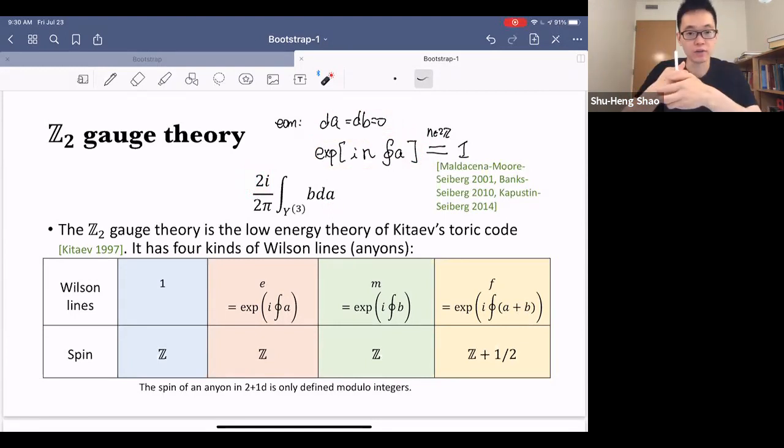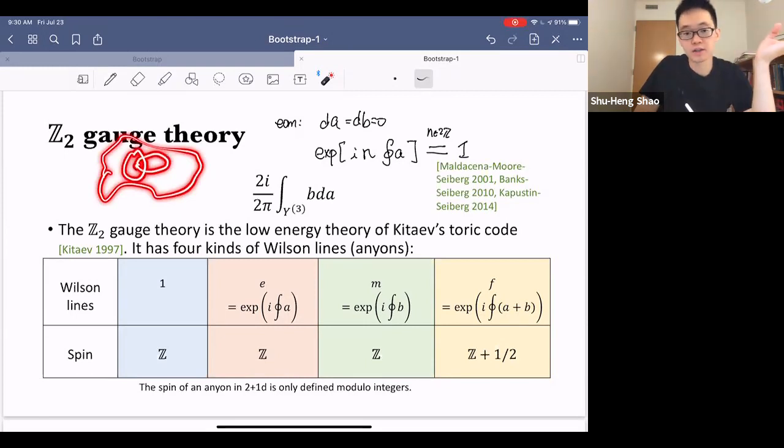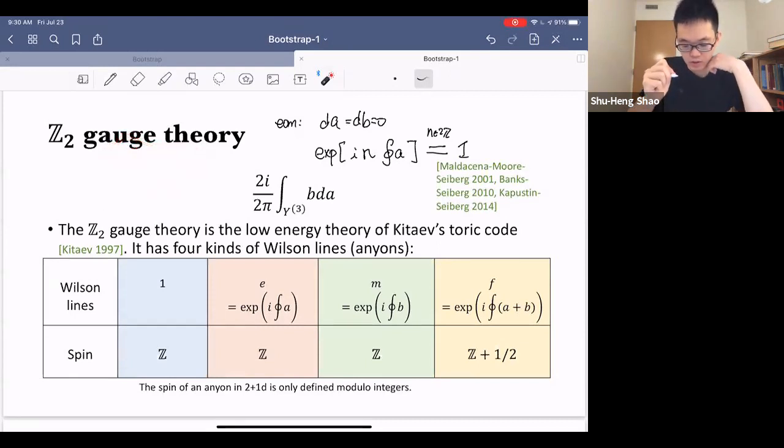And you can do that calculation. You put the theory on some complicated 3-manifold, you insert different links of Wilson lines and compute this correlation function. That's what Witten did in the 80s. And you can show that when n is even, the insertion doesn't do anything. It's always a trivial operator.